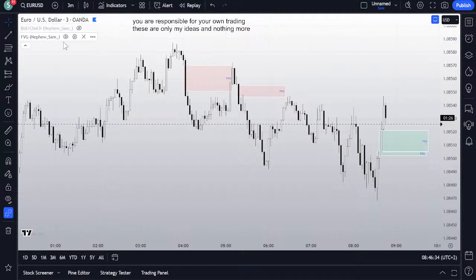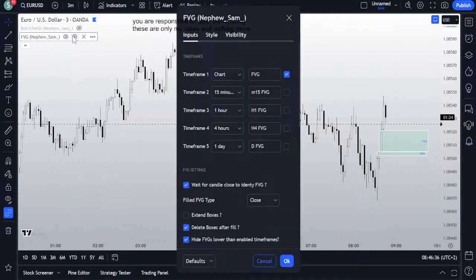Anyway, so let's put more indications on. If I remove the current time frame, let's put on the 15 once.